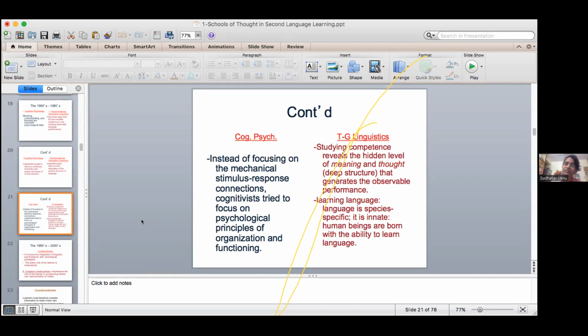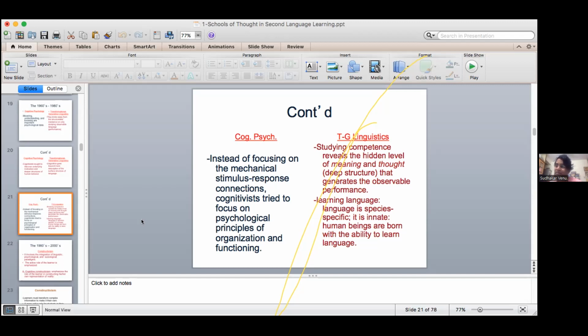In the same way, transformational generative linguistics studies competence. The competence reveals the hidden level of meaning and thought, and that deep structure generates the observable performance. You see, when a learner is speaking something, behind that utterance there is a competence, a mental competence, a cognitive competence. We will come to that point when we study the Chomskyan language theories.